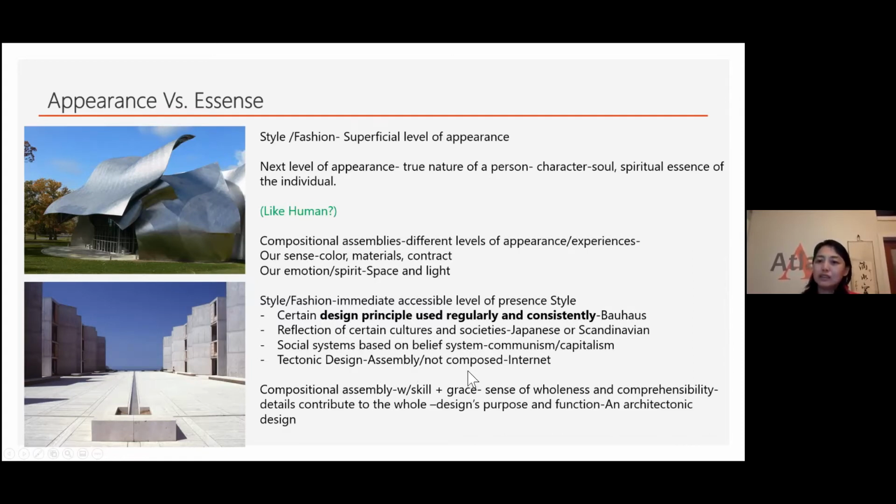And tectonic design, like the internet, they said it's not assembled, it's not assembly or composed. And I think that's maybe the problem with this internet and our current problem we have in society. So for compositional assembly, you have to have skill and grace, a sense of wholeness, and make it comprehensible. And every detail contributes to the whole. With the design's purpose and function served, that's an architectonic design.